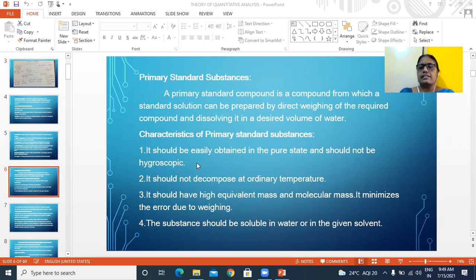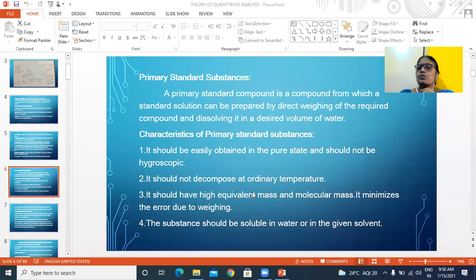So what are the main characteristics of a primary standard substance? First, it should be easily obtained in the pure state and should not be hygroscopic. Whatever substance we use as a primary standard must be available in nature very easily, and that too in the pure state. And it should not be hygroscopic, that means it is not supposed to absorb water present in the atmosphere. That is the first one.